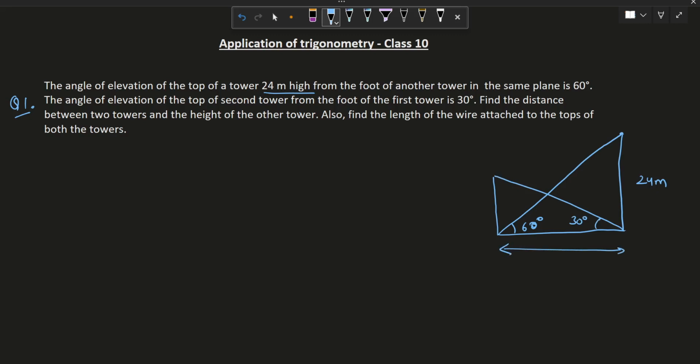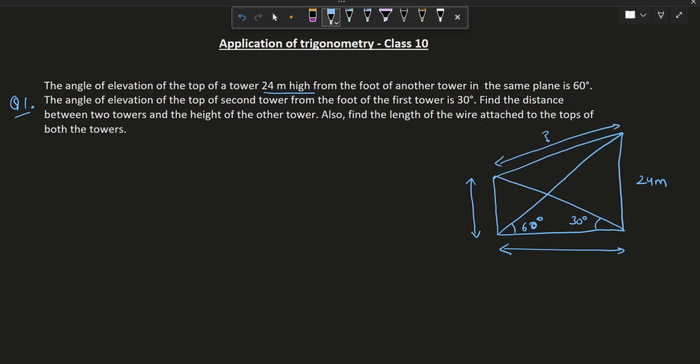Okay, height of other tower, you have to find out. Then also find the length of the wire attached to the tops of both the towers. Join the tops of both the towers. You need to calculate this length also. Okay, you have to calculate this too. Fine. So let's begin with the question.